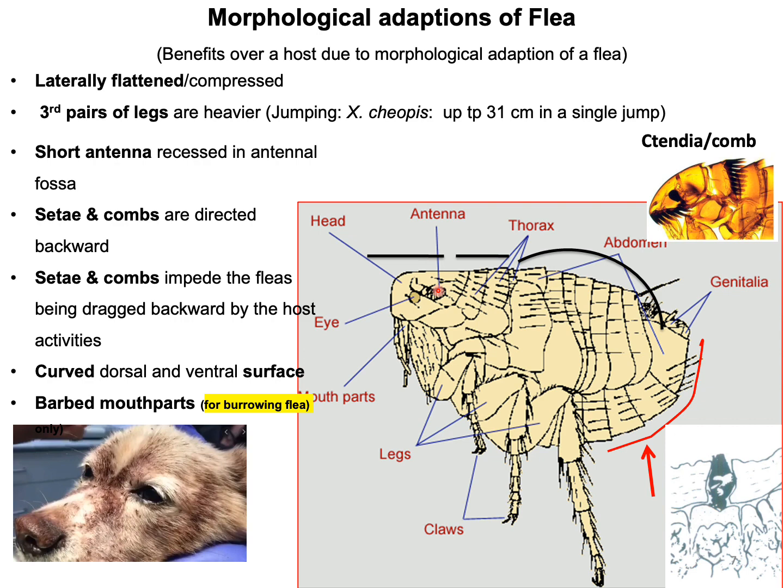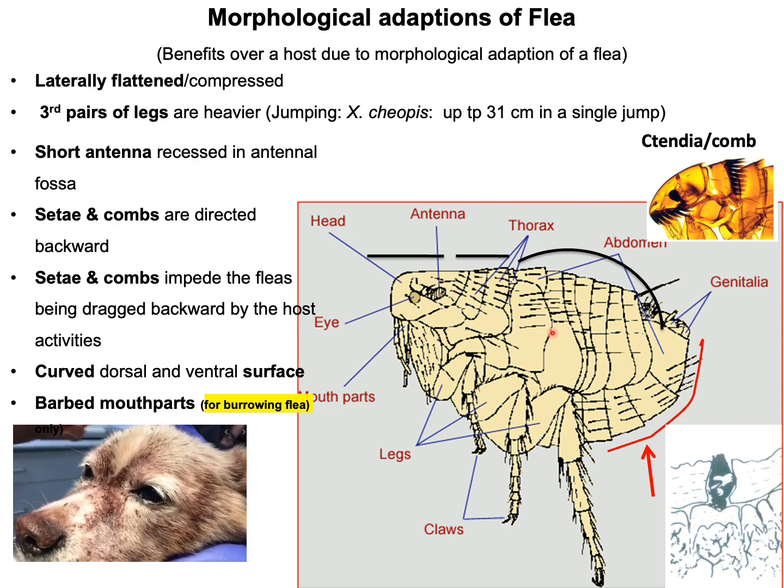And the next feature is setae and the combs. So you know the setae are hair-like structures distributed all over the body of the flea, and they are directed backward. And the genal comb and the pronotal comb are also directed backward. As a result, these structures don't create any friction during forward movement, and very interestingly, these setae and combs impede the flea being dragged backward by the host activities.